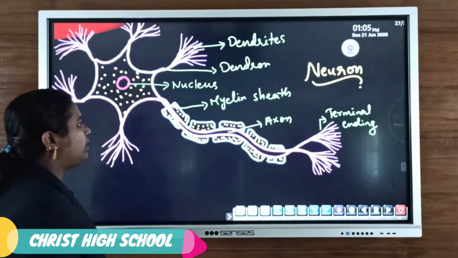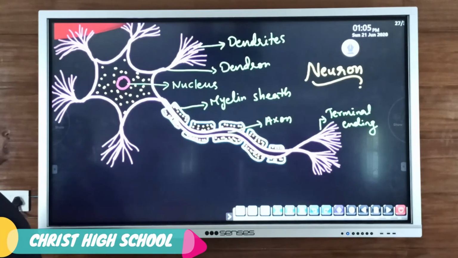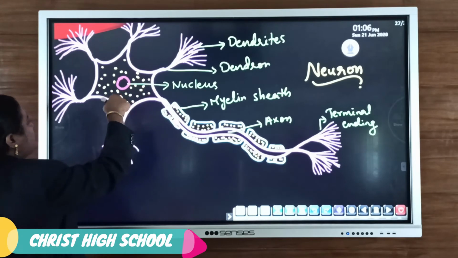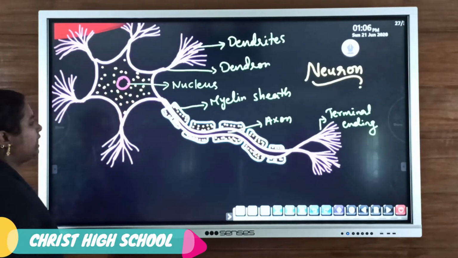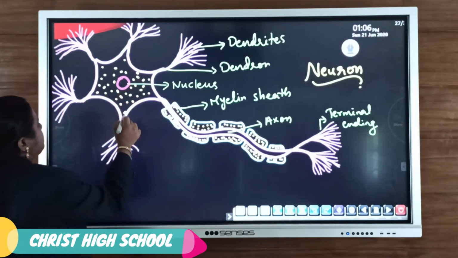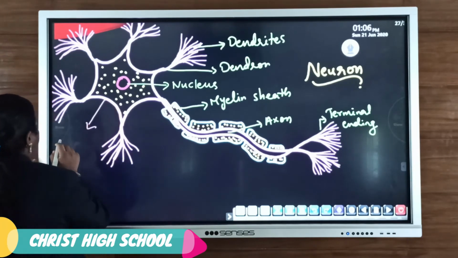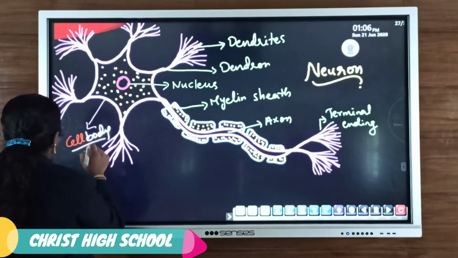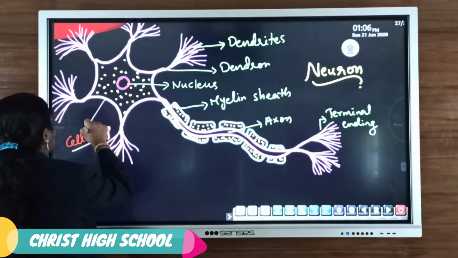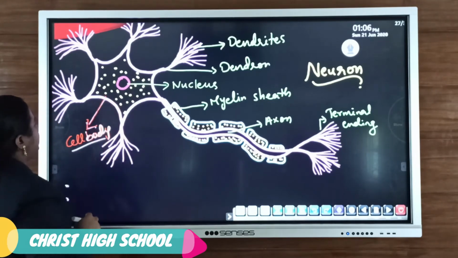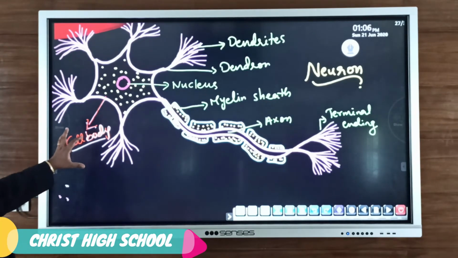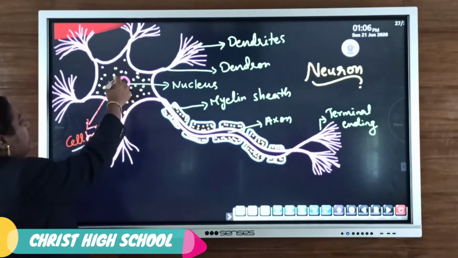So this is the figure or the diagram showing the structure of a neuron. Look at the figure. This is the cell body. This main part is known as the cell body, and this cell body consists of nucleus.